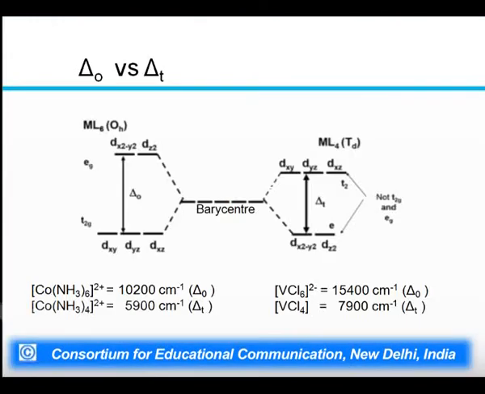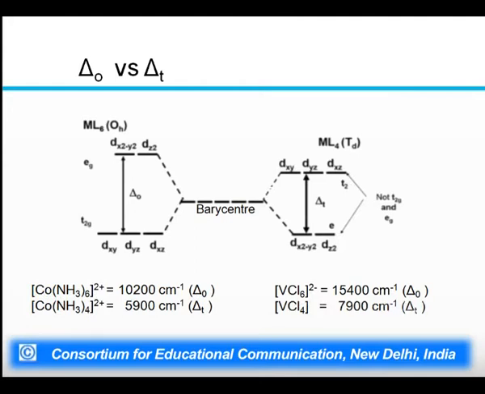Now, this slide shows an octahedral complex and a tetrahedral complex formed from the same metal and the same ligand. The only difference between the two is one has 6 ligands involved, the other has 4 ligands involved. So, if we compare the crystal field splitting energy for the two, that is, if we compare delta O with delta T, what we see is that delta O is larger than delta T. This can also be seen from the examples that are given.